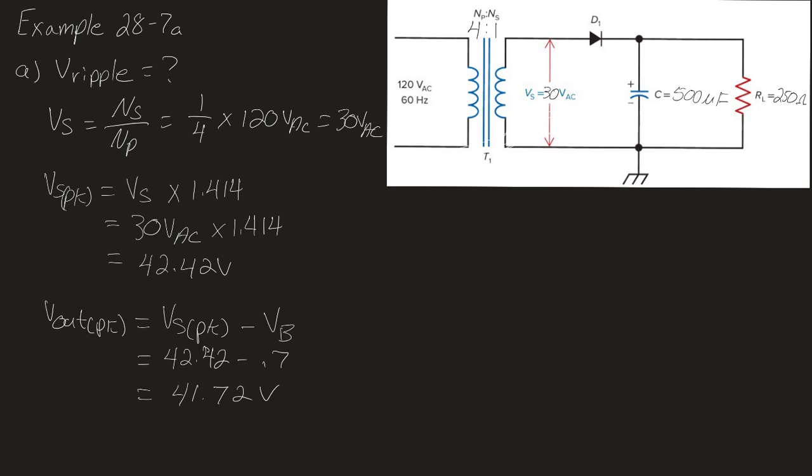Now that we've got our V out peak, we can calculate the ripple. So the ripple is going to equal the V out peak times 1 minus e to the negative t divided by R sub L C. What I like to do to make putting this into the calculator a little bit easier is to go ahead and calculate this exponent, negative t over R L C.